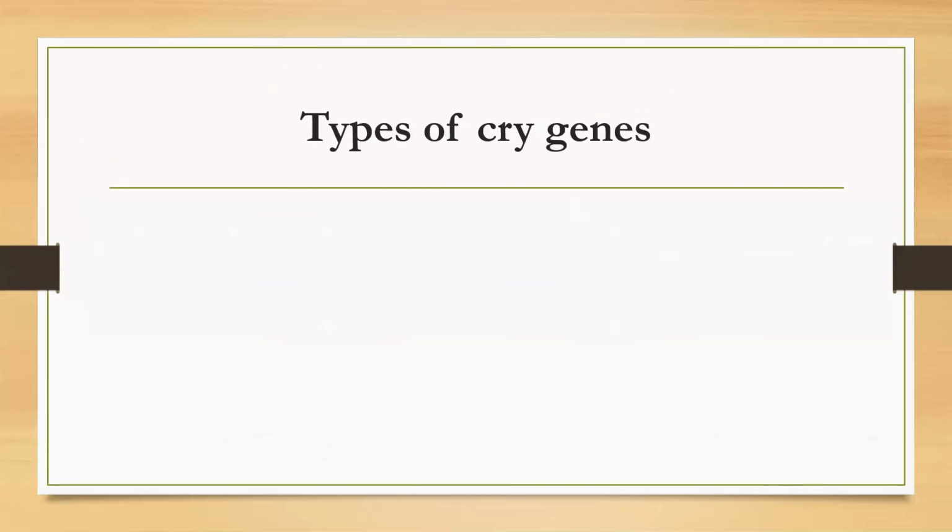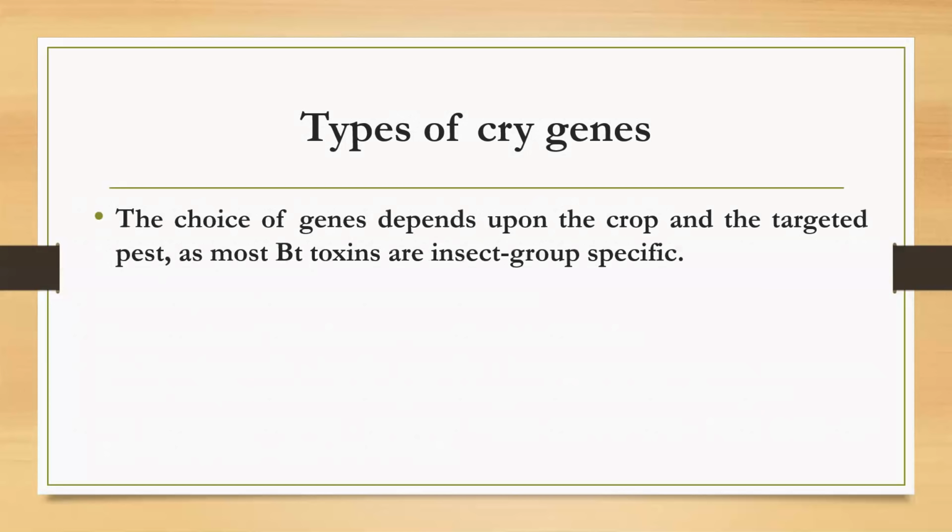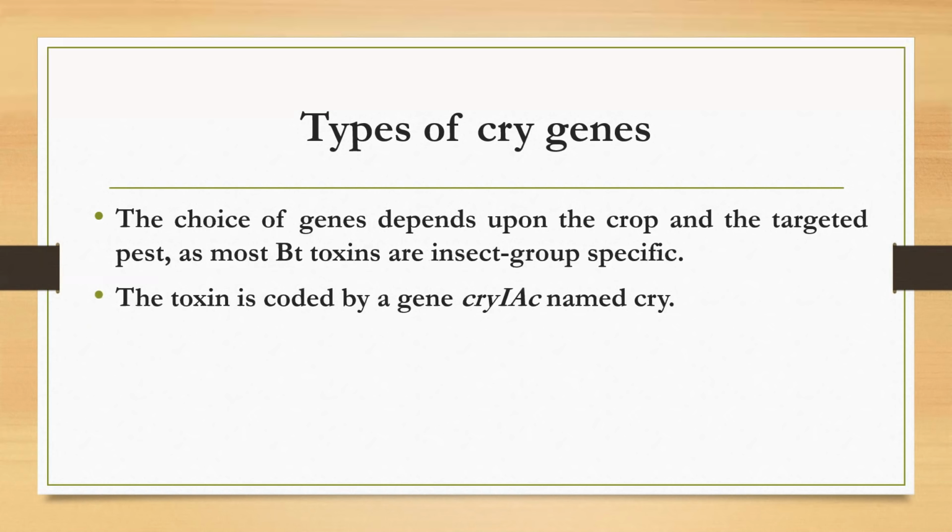The types of cry genes. There are different types of cry genes. Based on the insect harming the plant, we can use the different types of cry genes. The choice of the genes depends on the crop and the targeted pest, as most Bt toxins are insect group specific. There is a particular Bt toxin harmful to a particular group of insect. So that's why they are very specific in their toxicity.